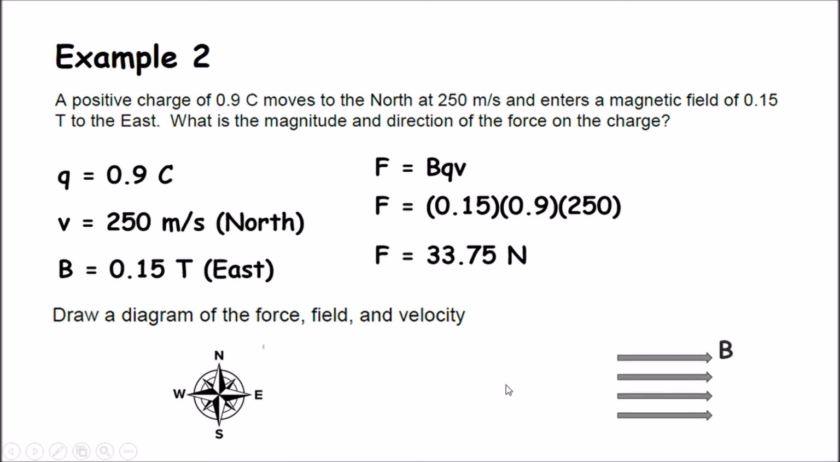So what do we have? We have field to the east. So we've already used up left and right. QV going to the north. North is the top of our page. So we've used up and down. So we know our force has to either go into the page or out of the page.